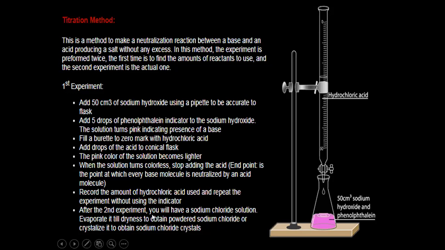Record the amount of hydrochloric acid used and repeat the experiment without using the indicator. After the second experiment, you will have sodium chloride solution. Evaporate till it dries to obtain powdered sodium chloride, or crystallize it to obtain sodium chloride crystals.